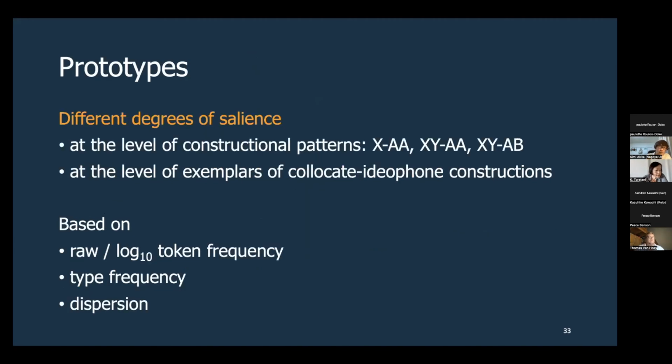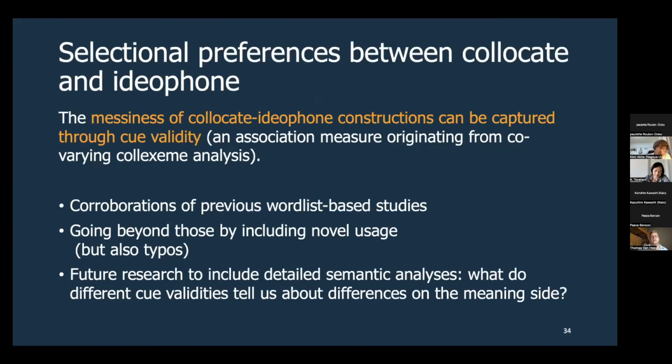But the main idea is that there are differences of salience all throughout the field, on whatever level I'm looking at. On the level of constructional patterns, we find the main ones here, XAA and so on. Also at the level of collocate-idiophone exemplars, you can find that just through counting and other statistical measures, as a start for other research, of course. But also selectional preferences between collocate and idiophone. The nature of corpus data is usually that it's very messy, but you can capture some order in there through Q validity. I'm giving you a collocate, which is the most likely answer in terms of idiophones. I'm giving you an idiophone, which is the most likely answer in terms of collocates.